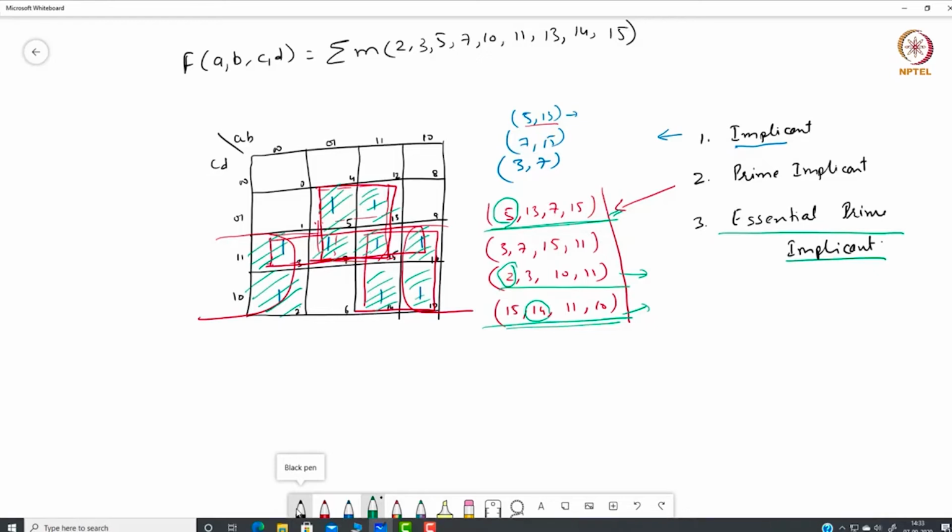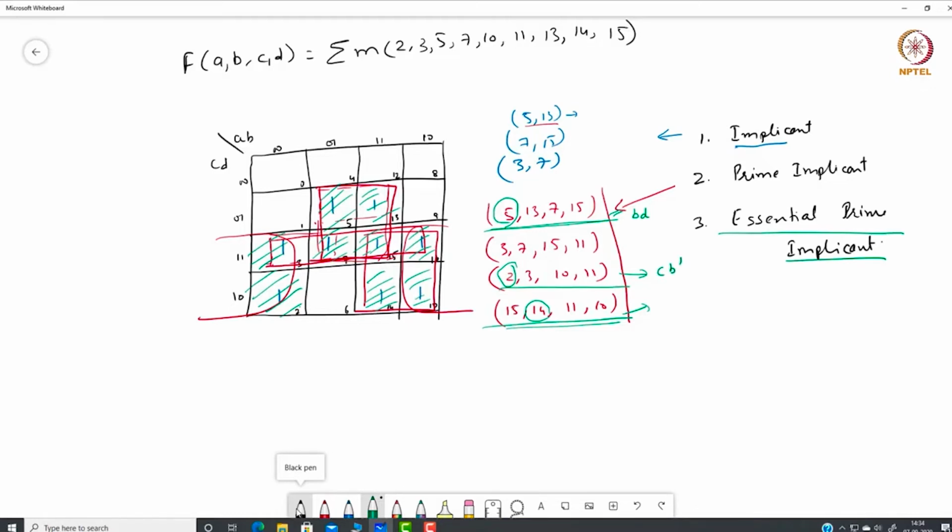So how do we write our final solution? Let's quickly see. For this 5, 13, 7, 15, the minimum product expression would be 5, 7, 13, 15. So B is the invariant form and D is the invariant form. So this is B and D. For 2, 3, 10, 11, here the invariant is C and here the invariant is B dash. So it is C B dash.